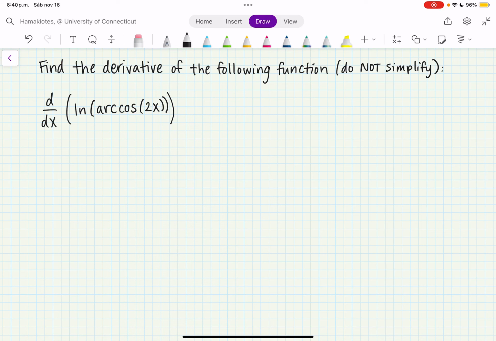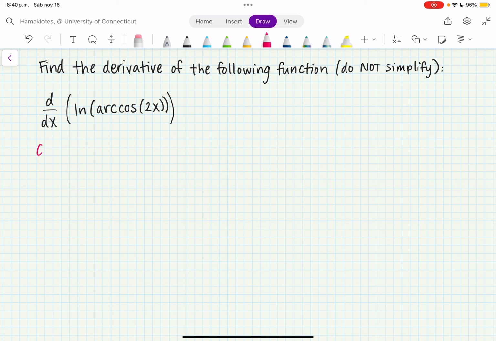In this video, we are going to find the derivative of the function ln of arccos of 2x. So there's a lot going on here, and we can see that there's a lot of functions in functions. So what we're going to want to use here is the chain rule.